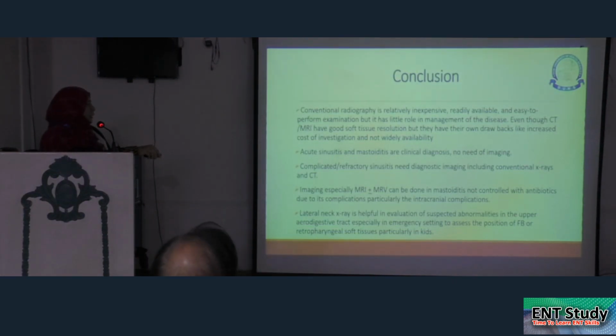So in conclusion, conventional radiography is a relatively inexpensive, readily available and easy to perform examination, but it has a limited role in management of the disease. Even though CT and MRI have good soft-tissue resolution, they have their own drawbacks because of the increased cost of investigation and not being widely available in developing countries. Acute sinusitis and mastoiditis are clinically diagnosed, so no need of imaging, but in case of complicated and refractory sinusitis, diagnostic imaging is needed, including conventional X-rays and CT.